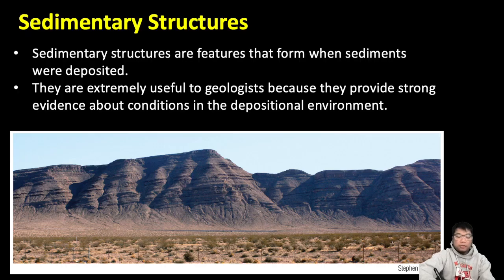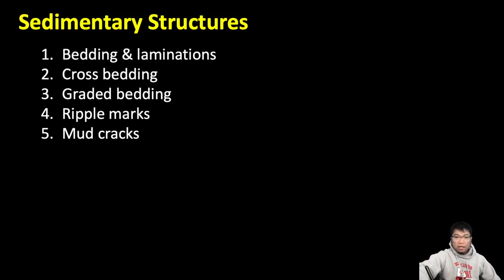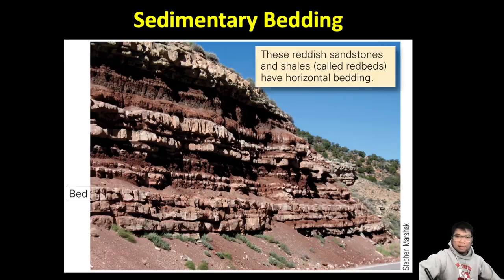Learning about sedimentary structures is important for geologists because these features are very useful, as they provide strong evidence about conditions in the depositional environment. These are the five sedimentary structures that we are going to discuss in this video: bedding and laminations, cross bedding, graded bedding, ripple marks, and mud cracks.